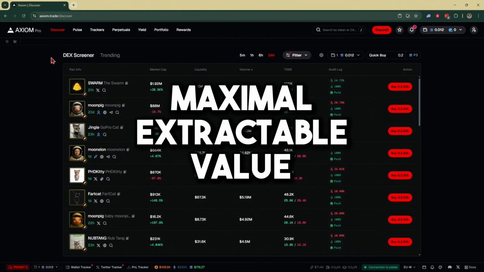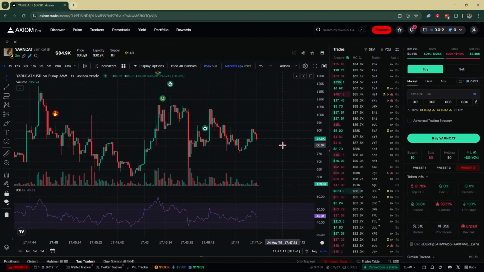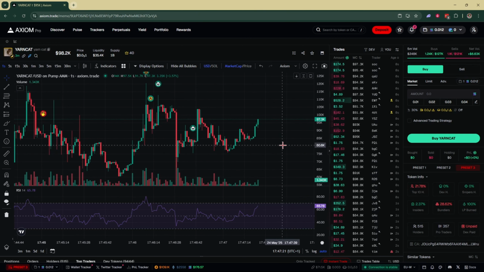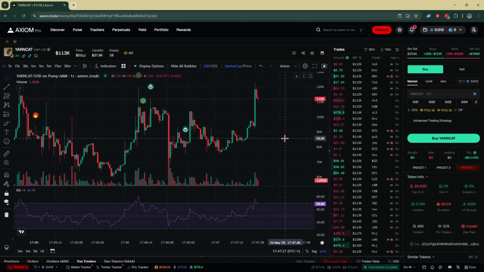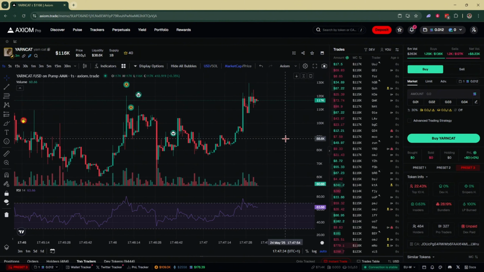MEV, or maximal extractable value, is when bots or validators mess with your trades to make extra profit. They do this by front-running or sandwiching your orders in the blockchain's waiting area. For example, imagine buying this meme coin at an $80,000 market cap, but a bot sees your trade, buys first, and jacks the price up to $85,000 market cap. That means you just lost out on a $5,000 price difference.